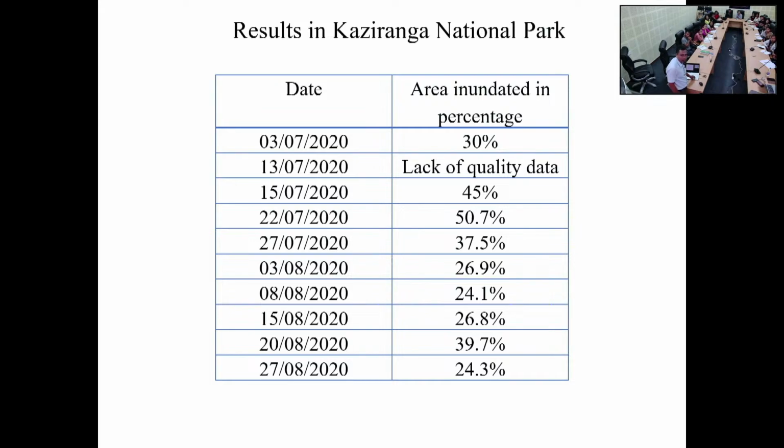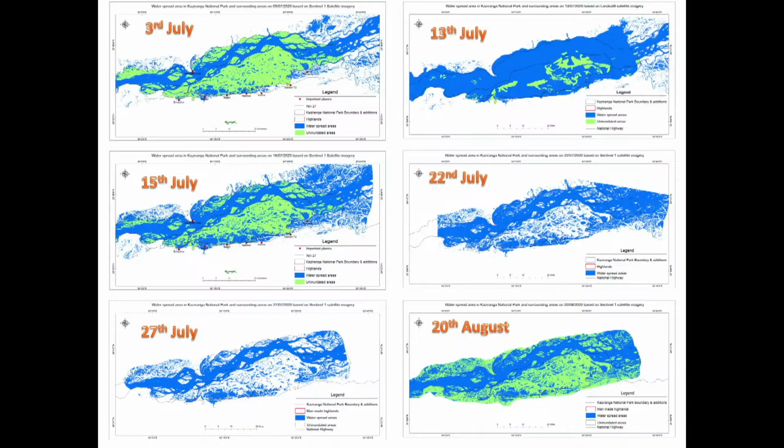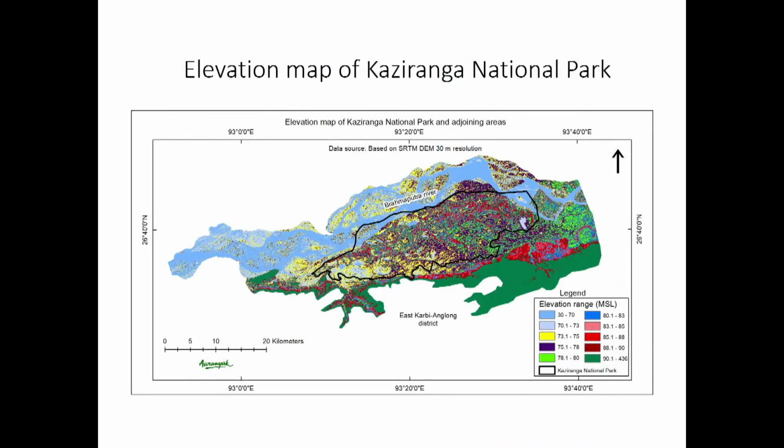So if we want to do some water spread analysis during the monsoon period, say in 2020: 3rd July, 13th July, 15th July, 22nd July, 27th July, 20th August, if we see or compare, then we can easily do the analysis. What is the actual spread? And we can also see the trend: is the inundated area increasing gradually for the last 10-11 years?